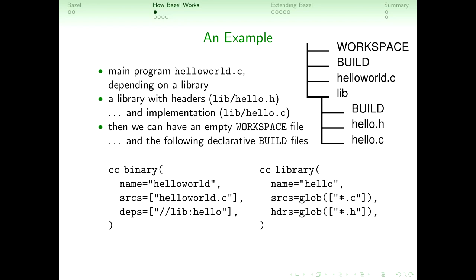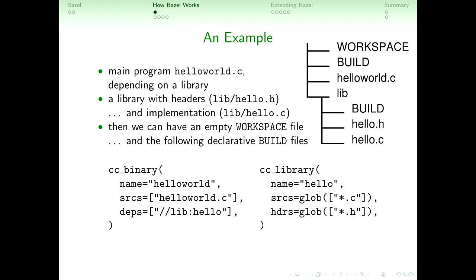So you say there is a CC binary. It has a name. It has a source file. And it has a dependency on a library. And you specify the, well, it's called the label of that library. So you have the path to the location of the build file, and then a colon, and then the name of the rule in that build file. So you say that C binary depends on that library. Okay, so that's the general look and feel, declarative style.